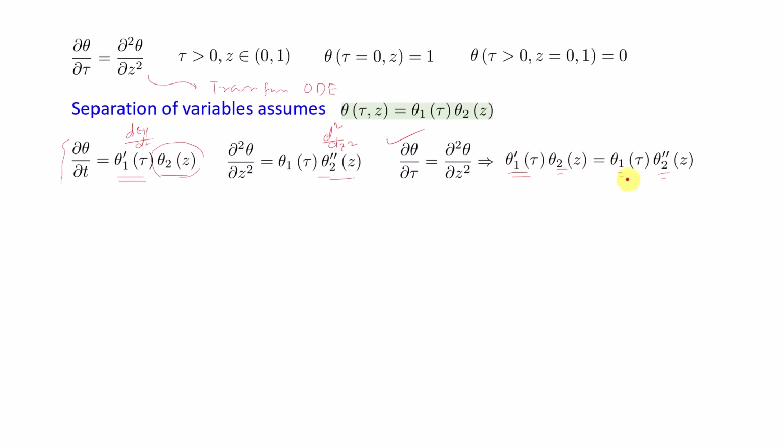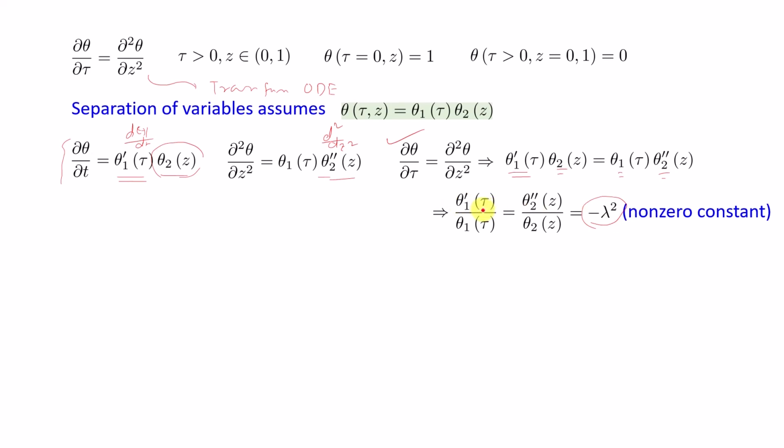Now I take theta 1 and theta 2 on one side. Here we see that on the left hand side I have theta 1 prime by theta 1, both functions of tau only, and on the right hand side theta 2 double prime by theta 2, both functions of z only. So a function of tau is equal to a function of z. That really cannot happen unless both of them are constant. So here we are taking this constant, lambda, as constant. Also we are taking lambda as non-zero, because if it is 0 then theta 1 prime is 0.